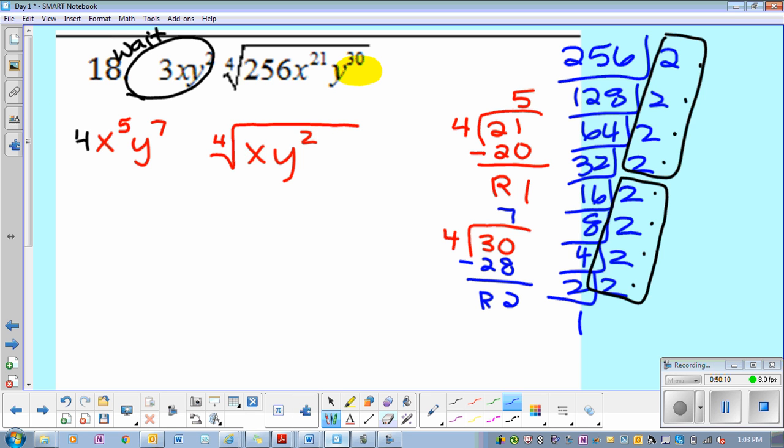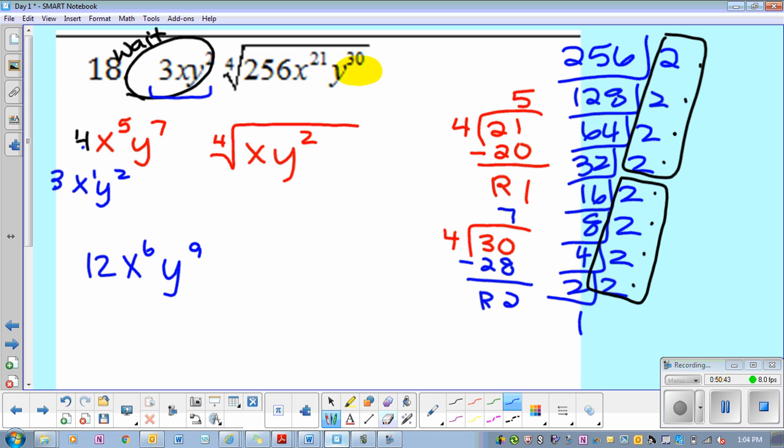And then you multiply. Remember all the stuff that was here in the beginning. Now bring these guys down. So I have 3x, y, and y squared. Multiply them. 3 times 4 is 12. X to the first times x to the 5th is x to the 6th. Y to the 7th times y is y to the 8th.